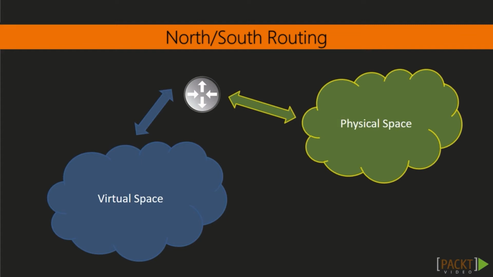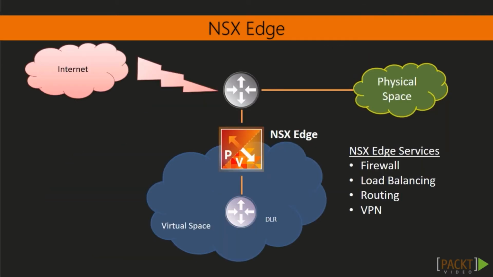So in NSX, we call north-south routing the path traffic takes entering and leaving the virtual space. North-south routing is mostly done using an NSX edge. So the NSX edge is kind of the interface or the device which routes the traffic between the virtual space and the physical space and or the internet.